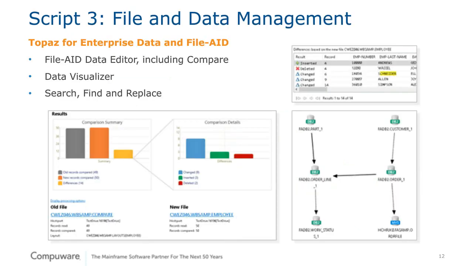Next tutorial is File and Data Management, which utilizes Topaz for Enterprise Data and FileAid. The FileAid data editor displays the data in table mode by default. However, you can view the data in row mode at the same time, and you can also select display mode and toggle between normal and hex mode.